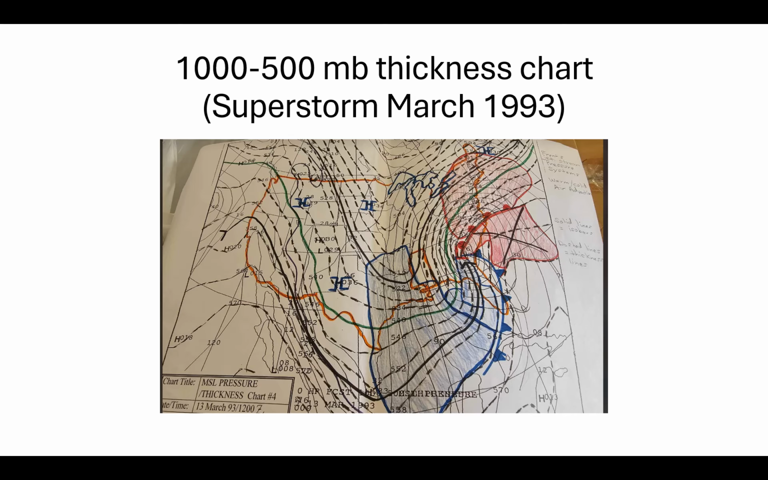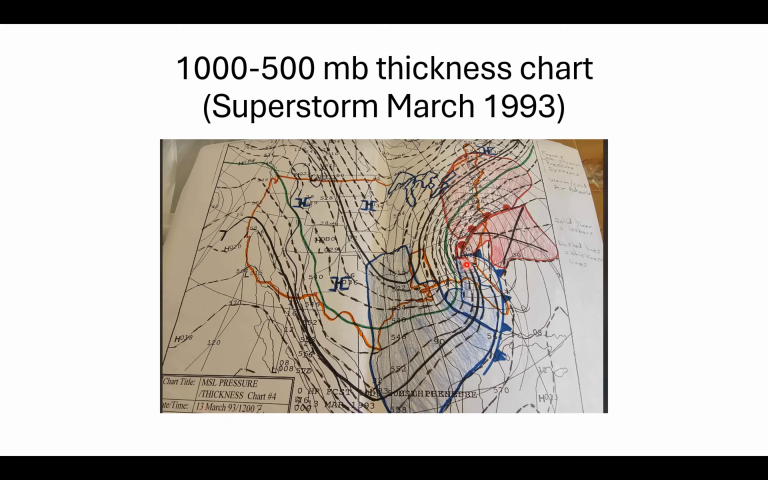If we were to look at the 1,000 to 500 millibar thickness chart, now this is really interesting because guess what? This is from the superstorm of March 1993. In fact, you can kind of see the date here in the lower left-hand side of the chart.